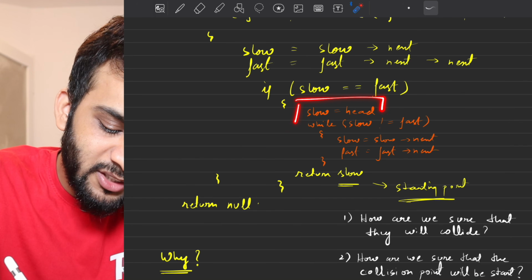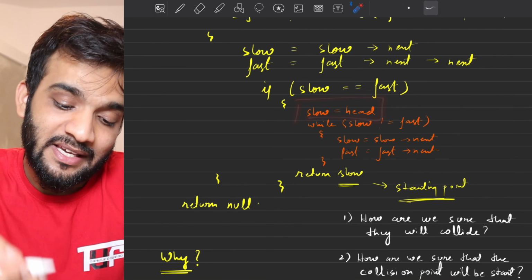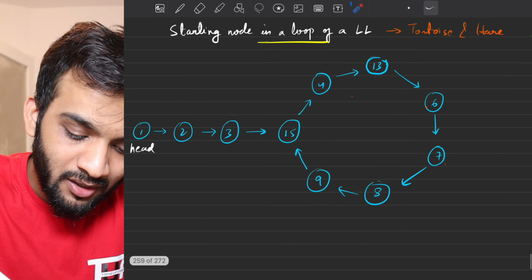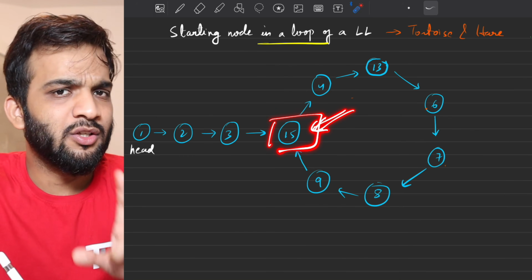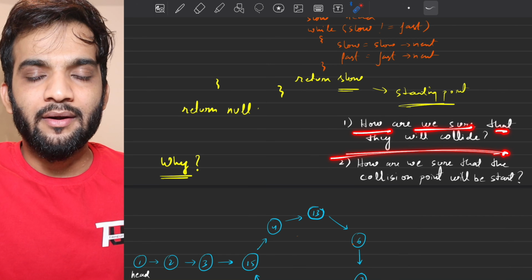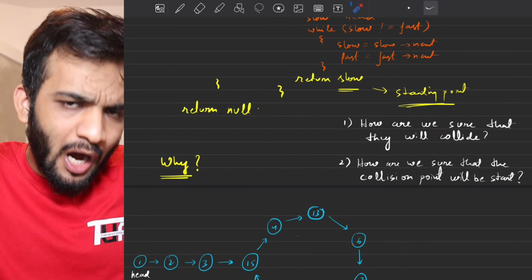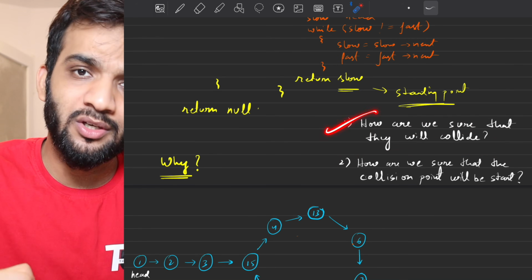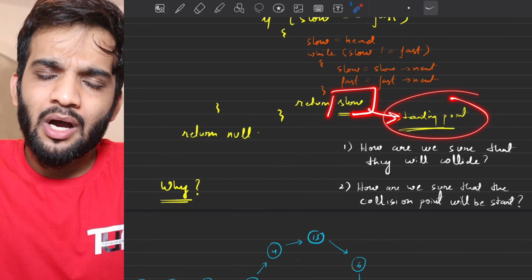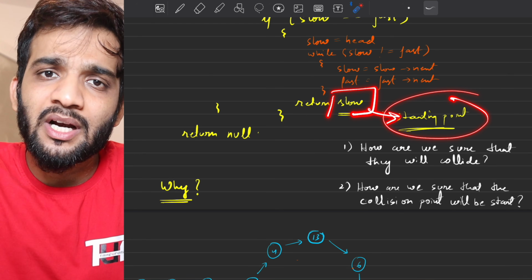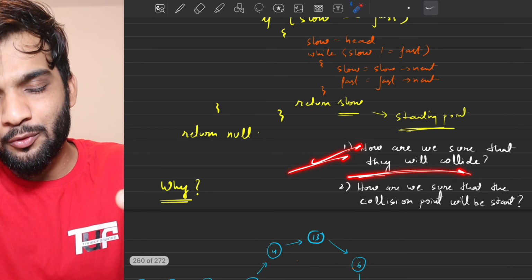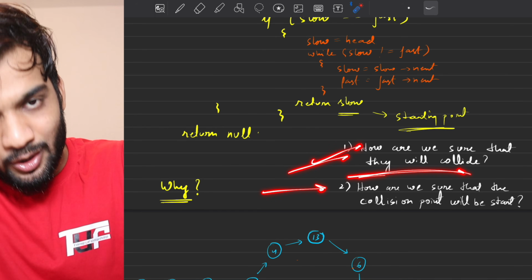Over here, we're taking the slow and placing it at the head. And then we are saying we will move the slow and the fast pointer by 1 step each, and we are sure that they will collide here. So the first question is, how are we so sure that they will collide? What if they don't collide? The second question, even if they are colliding, how are you so sure that's the starting point? It might not be the starting point, right? So two questions: how do you prove that they will collide, and that the collision point is the starting point.